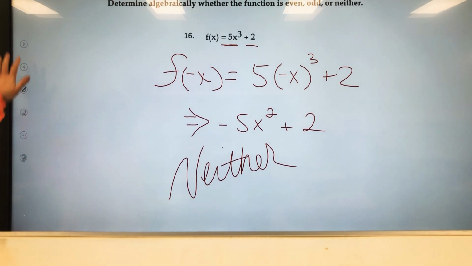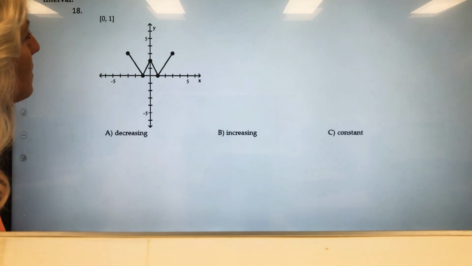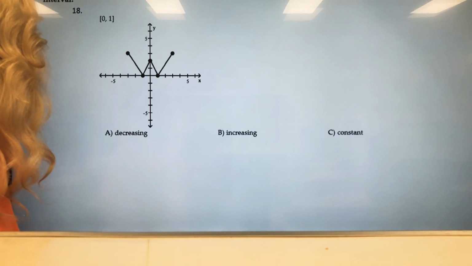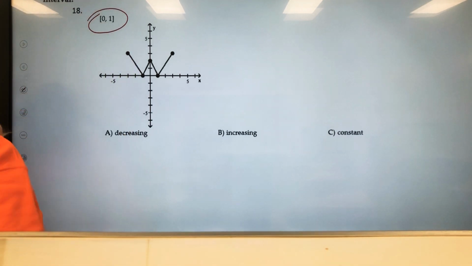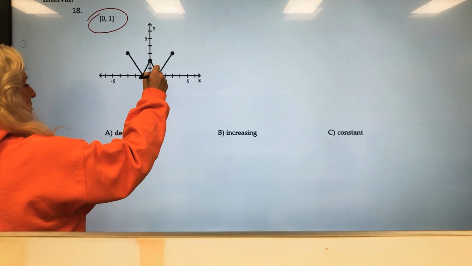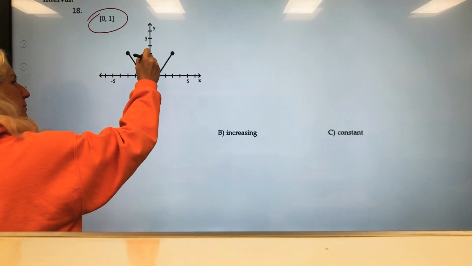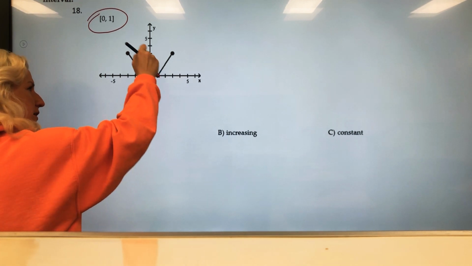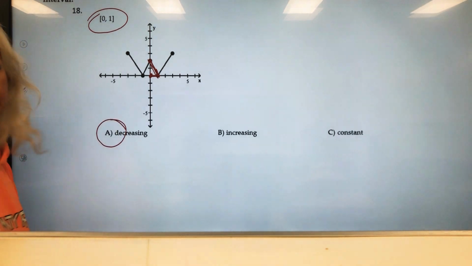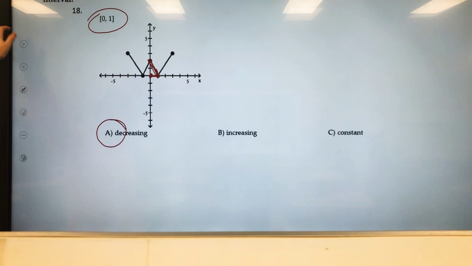Okay? Next up, the function is given here. Determine whether the function is increasing, decreasing, or constant on the given interval. The interval says from 0 to 1. So when x goes from 0 to 1, this piece right here, what is the graph doing? At 0, I'm up here. When it goes to 1, it's going down here. So we are decreasing. Okay? Those are your x's, your intervals of x there.